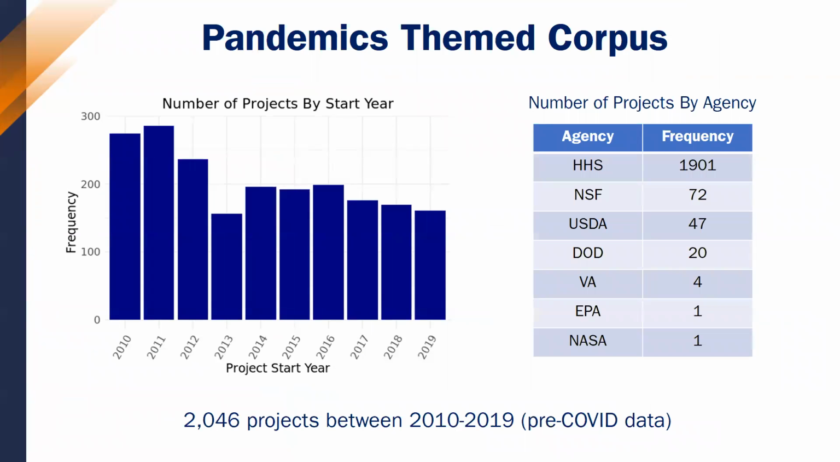So moving on to the second case study about pandemics, we have here the breakdown of our pandemics themed corpus, where we can see by project start year, we don't have 2020 data. So I want to make a note that these projects are between 2010 and 2019. So this is all pre-COVID data. There's about 2,000 projects in the pandemics themed corpus. And the dominant funding agency for this corpus is HHS, the Department of Health and Human Services.